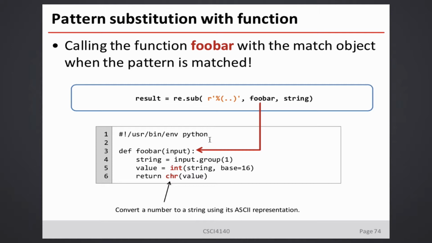And what is the meaning? If you write something like this, basically you need to define a function using def. And what is the input? The input is the match object. The match object is being fed into here. So what is the end result? The end result is you can process it in whatever way you want.